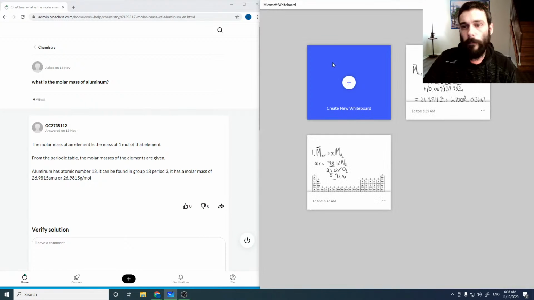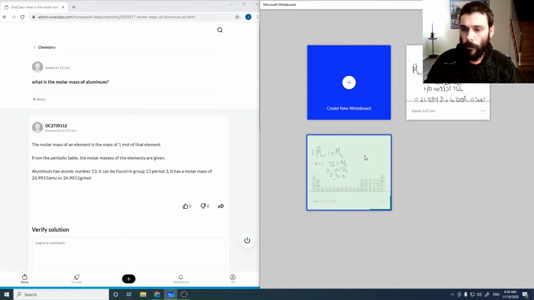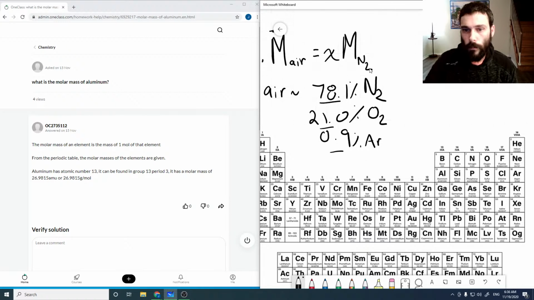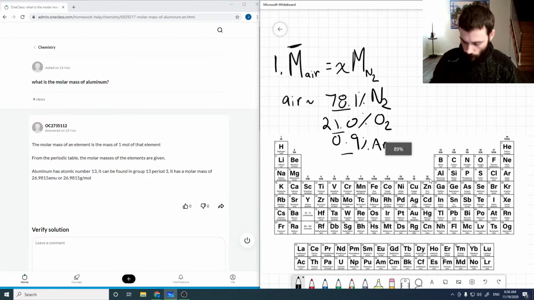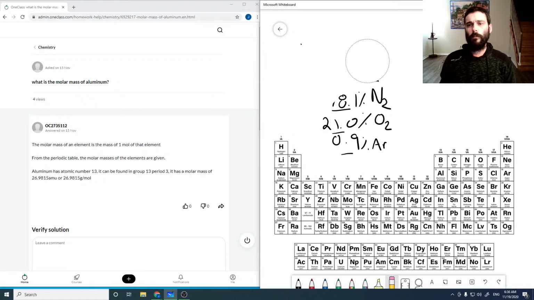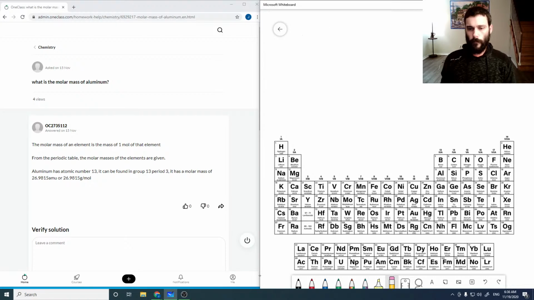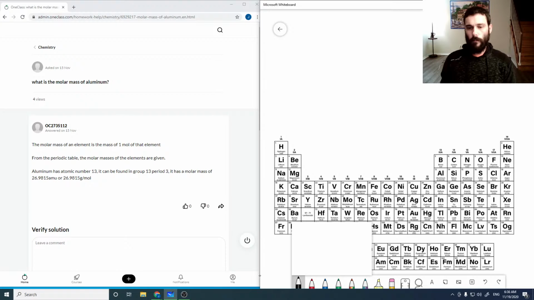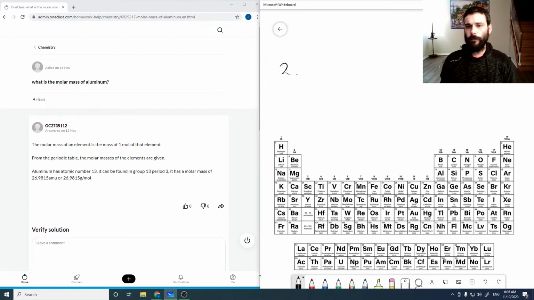Okay, so this one is again just a simple molar mass question. I just asked, what is the molar mass of aluminum? All you're going to do to find the molar mass of an element is locate it on the table. So aluminum is right there.